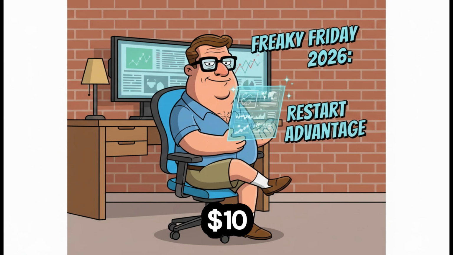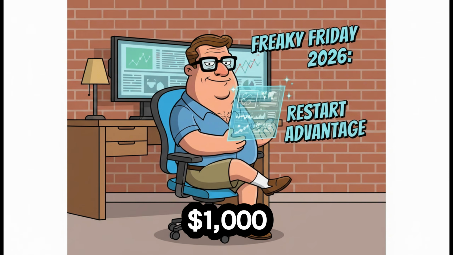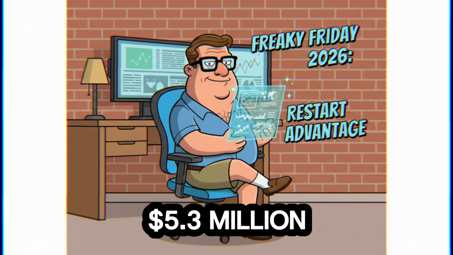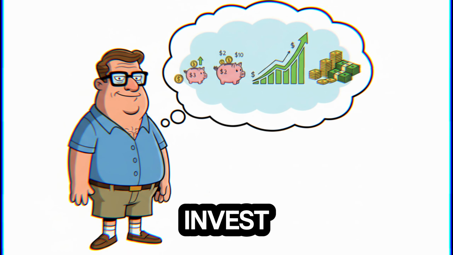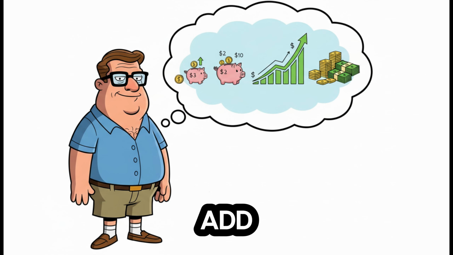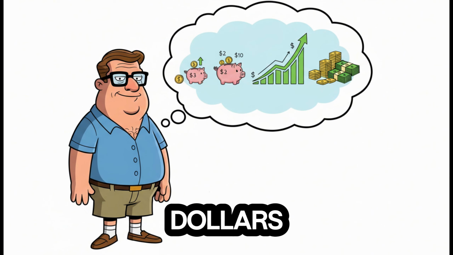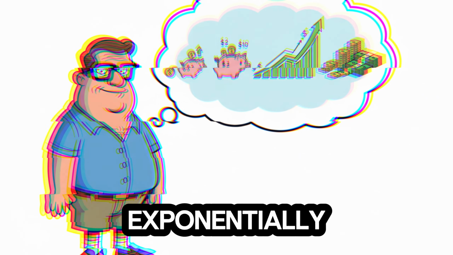Increase that to $10 a month, and it grows to about $53,000. And if you can invest $1,000 a month, that's roughly $5.3 million. So if I only had $1 to invest right now, I'd get started, and as my income grows, I'll add more, say $2, $3, then $10, and before long, my investments will grow exponentially.